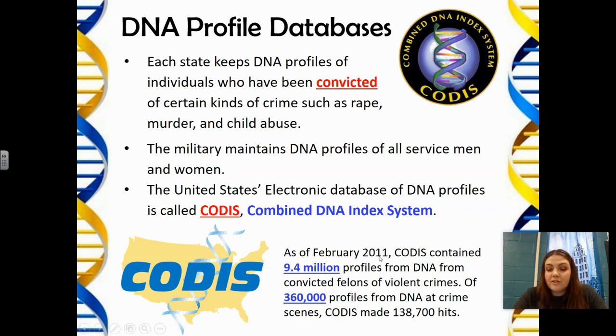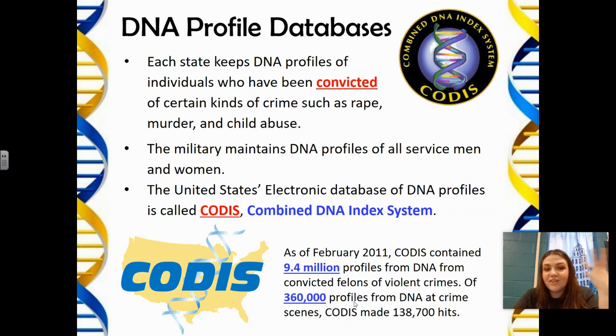As of February 2011, CODIS contained 9.4 million profiles. So this was 9 years ago. I need to look up a current one. That number is going to have gone up. From the DNA from convicted felons or violent crimes, of 360,000 profiles from the DNA to crime scenes, CODIS made 138,700 hits. I can't say the word, 138,700 hits. There we go. Just showing you that, obviously having it in our database helps us catch bad guys.